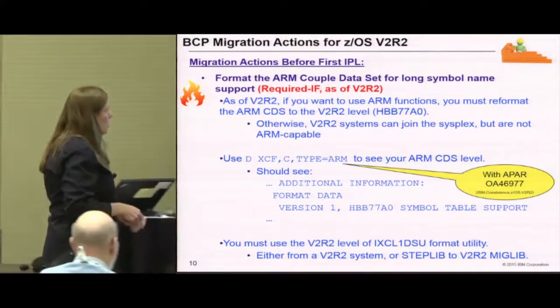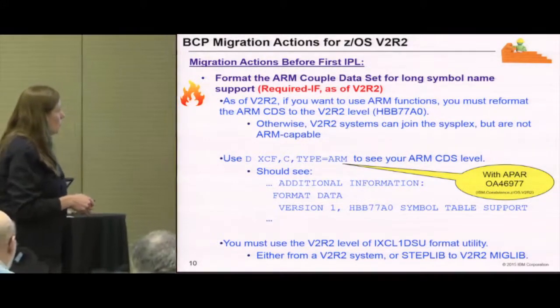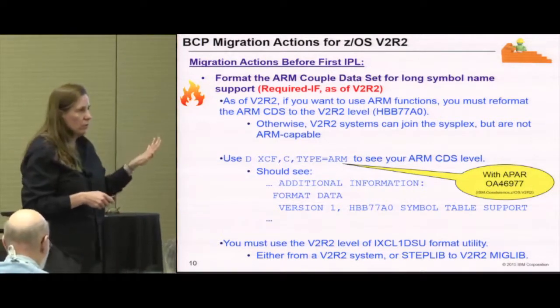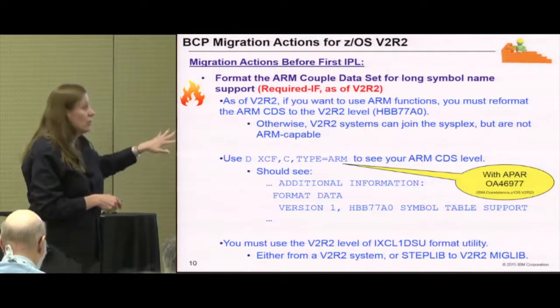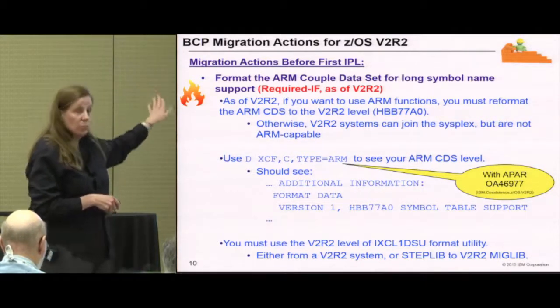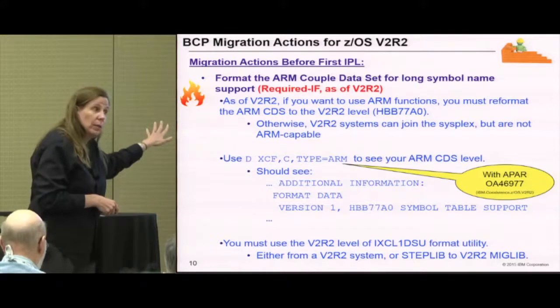Okay, so the question is about, do you still have to put coexistence fixes on the lower level releases? Absolutely, you always put coexistence fixes on. And when you use that FIXCAT, it's going to put this one on, which just supplies you with coexistence and also the display command support.